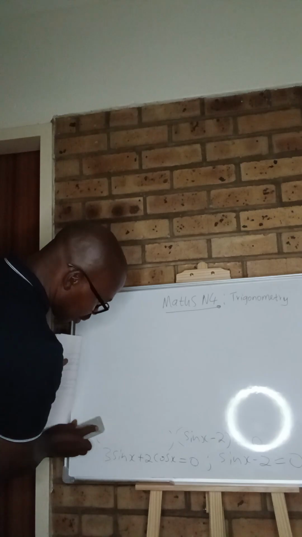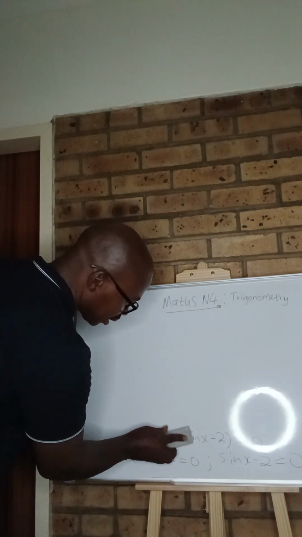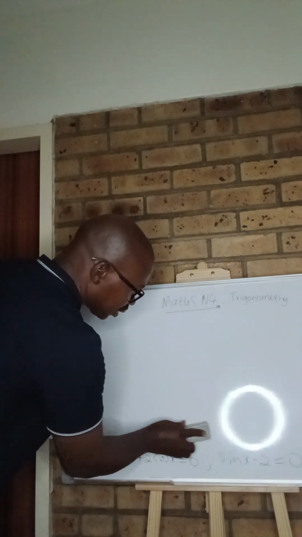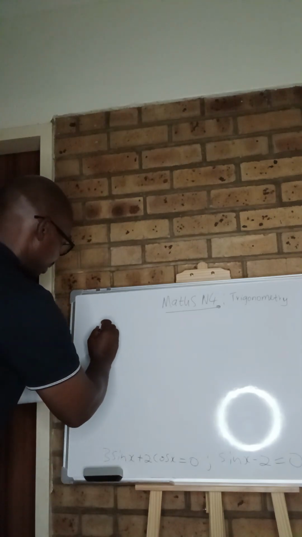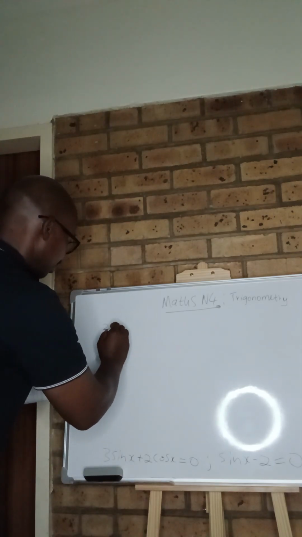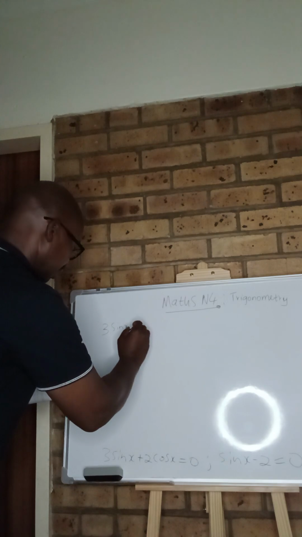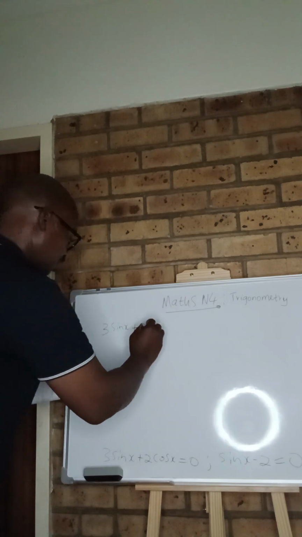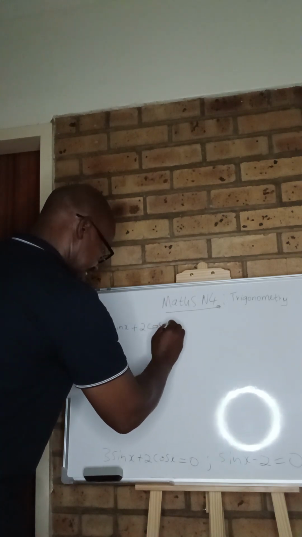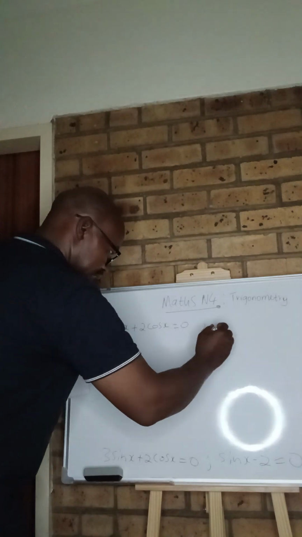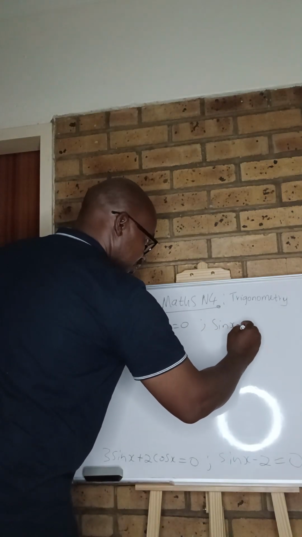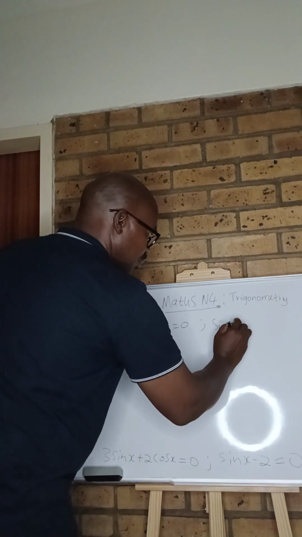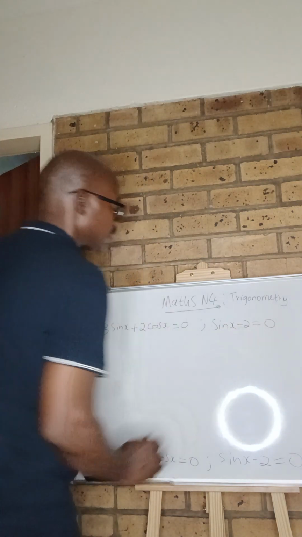This one we can also erase. Yeah, here we are. We have 3 sine x plus 2 cos x is equals to 0. The other side we have sine x minus 2 is equals to 0.